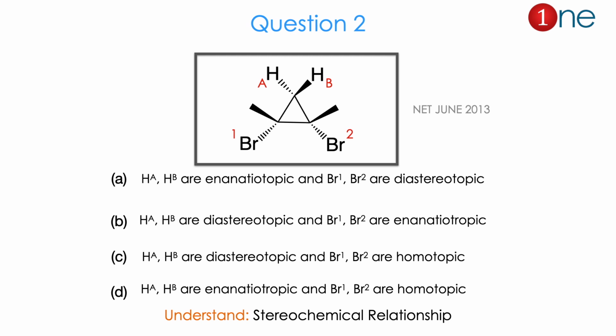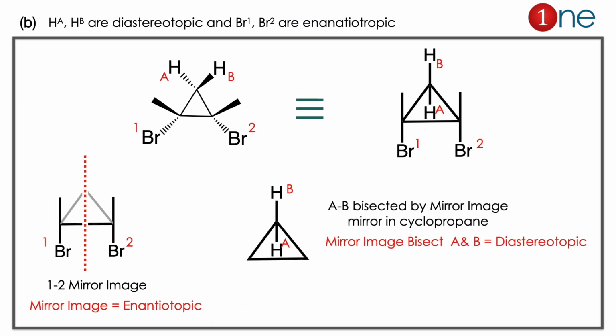So there are the possibilities. From the structure and possible answers, you might realize the question is about the stereochemical relationship between the atoms. The answer is B. Let us see how. HA and HB are diastereotopic and Br1 and Br2 are enantiotopic. So we redraw three-dimensionally for understanding our answer. Let us draw bromines below the plane, methyls above the plane, and the hydrogens are there. Both bromines are below the plane, labeled as 1 and 2.